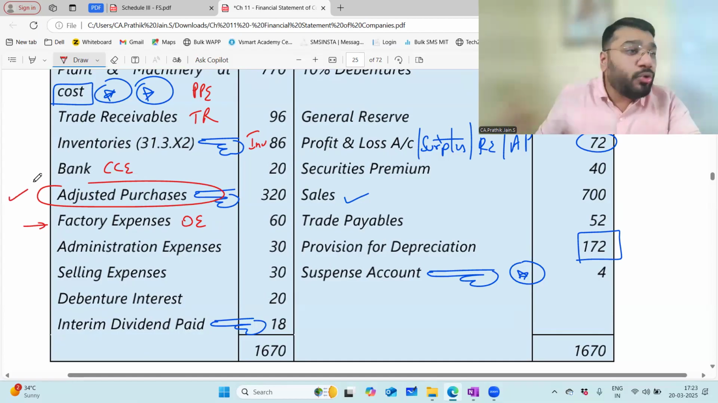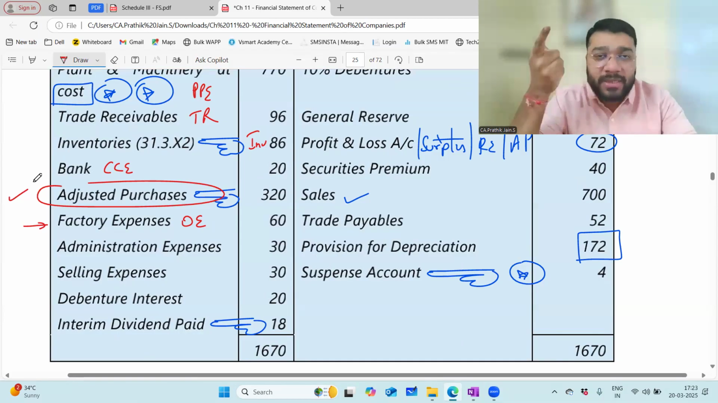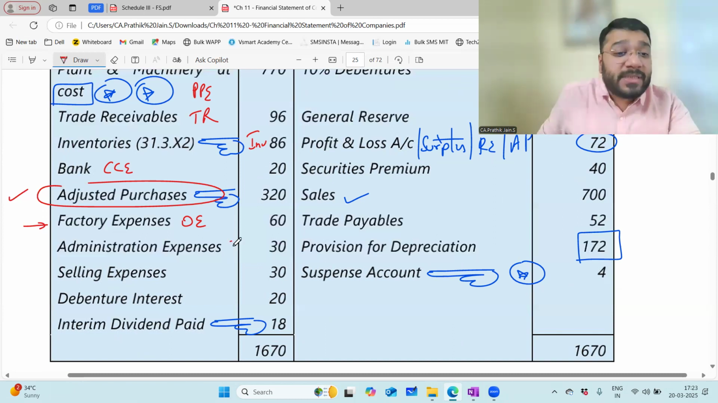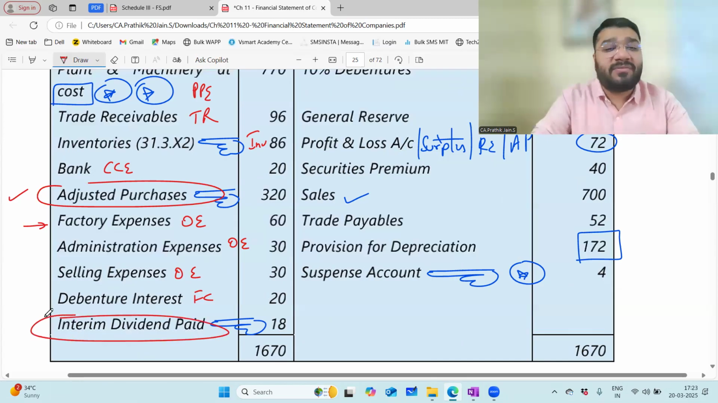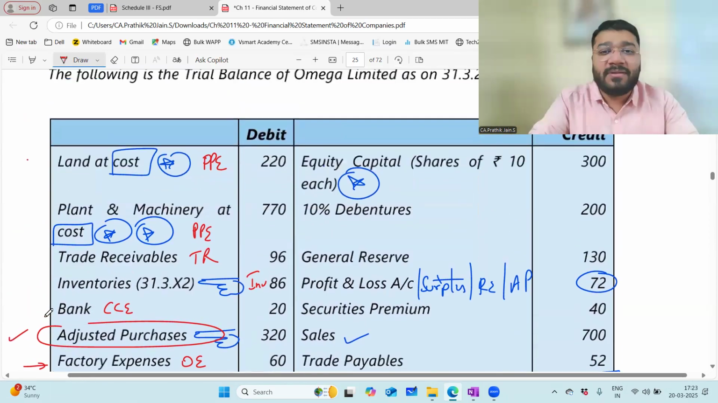Then I know what I need to do with this. I know, but I'm yet to teach you. Administration expenses, other expenses, selling expenses, other expenses, debenture interest, finance cost, interim dividend paid. Dangerous items, sir. We have to see. Interim dividend paid, we have to discuss. No, I'll discuss.